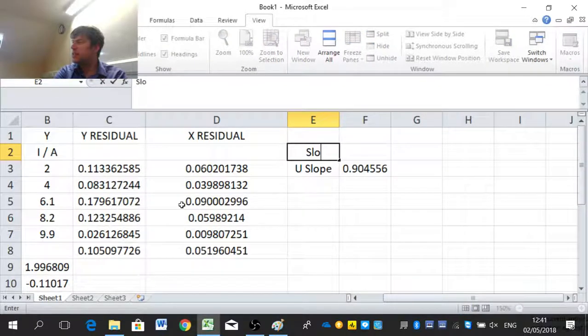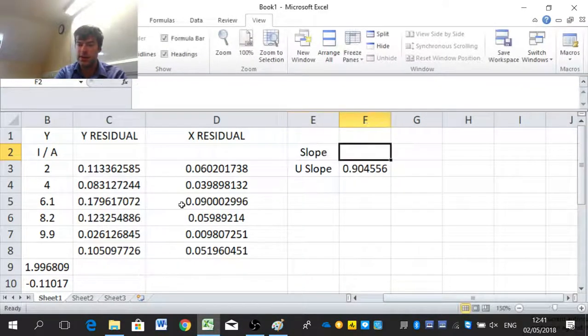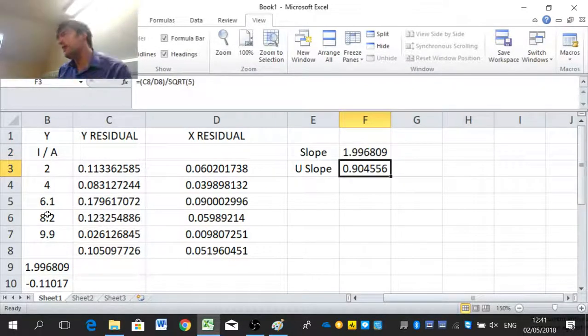Now, let me just write down beside this what the slope was. Was this number here, wasn't it? Yeah, it was. So we're nearly finished, but not quite. I've actually gotten quite a lot done. I can now say the slope is 1.99 plus or minus 0.9.